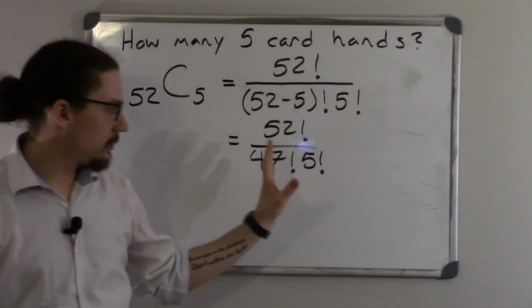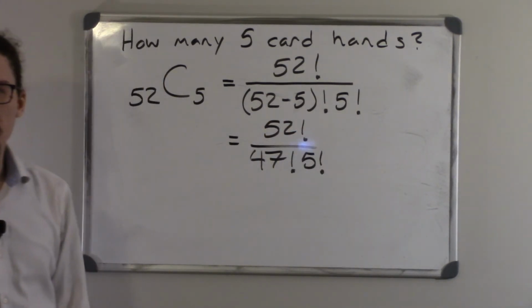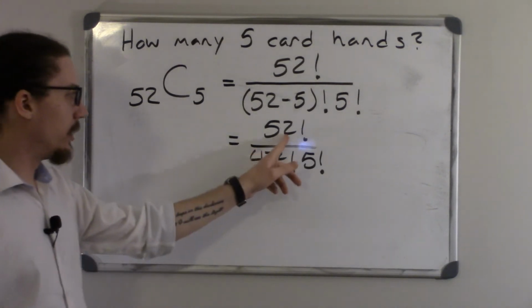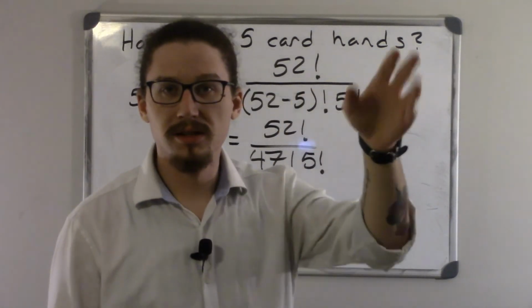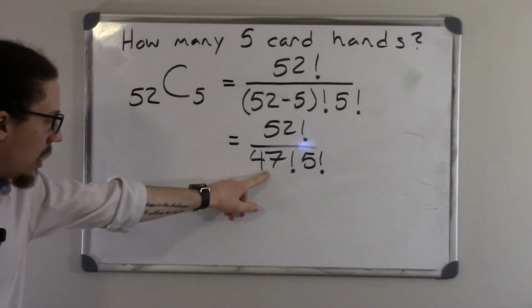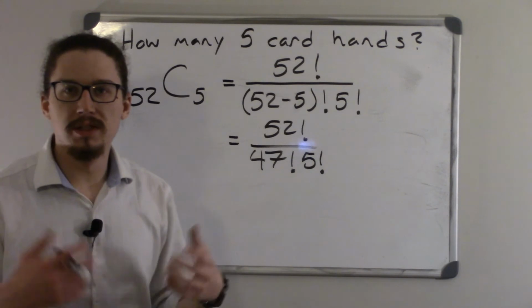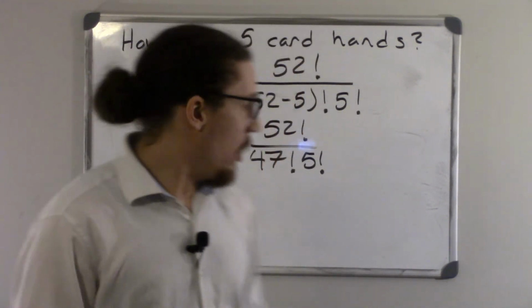Now, this would be a lot if we were doing this by hand, right? Because we have to do 52 times 51 times 50 and on and on until we got to 1. I don't think anybody wants to do that. We've also got this 47, going to be a similar thing, a very long process. We don't want to do that either.